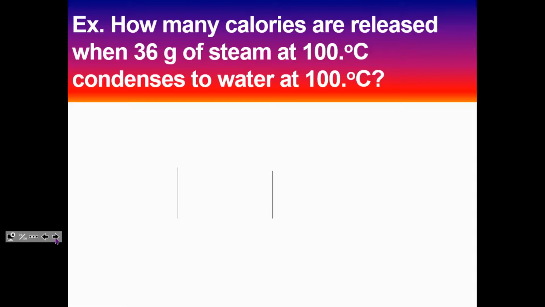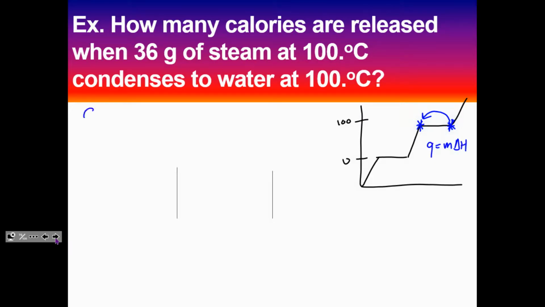How many calories are released when 36 grams of steam at 100 degrees Celsius condensed to water at 100 degrees Celsius? Draw my curve, 0 and 100. I'm converting 36 grams of steam at 100 degrees to water at 100 degrees. So this is a one step. I'm on the horizontal portion, so I'm going to use m delta H. And this would be the delta H that I need for condensing.